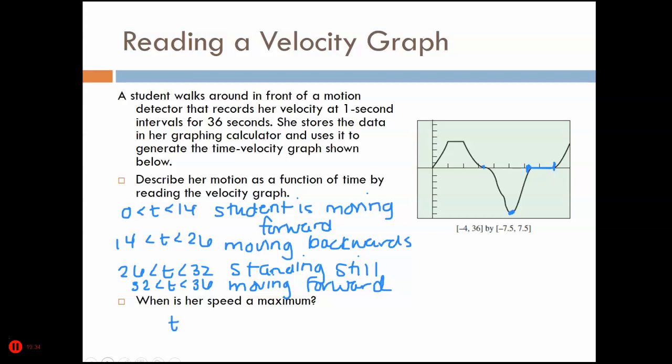So we would say her speed is at a maximum at about, it's like at that 22-ish, 21-ish second mark. It's hard to see. You could even maybe say 20. It's very open to interpretation.